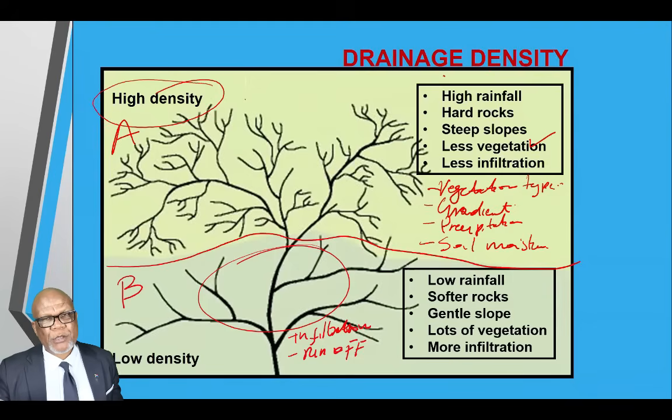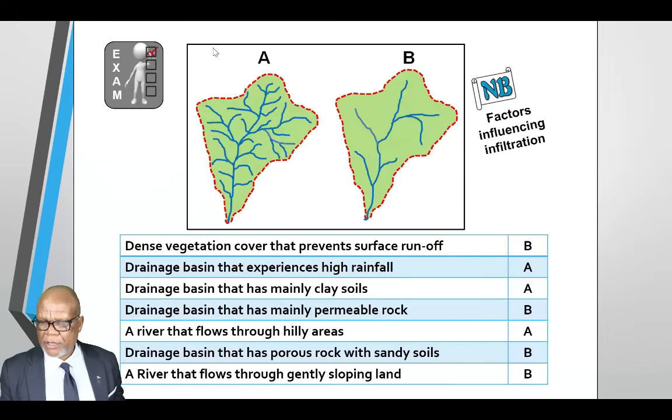Then you must say at B, the gradient is gentle and therefore there is less runoff, more infiltration. That is why at B, the drainage density is low. So that's an application question, and that is how you can answer those application questions. Now, let's quickly look at the activities that we have.